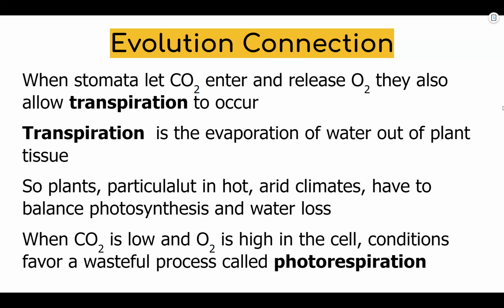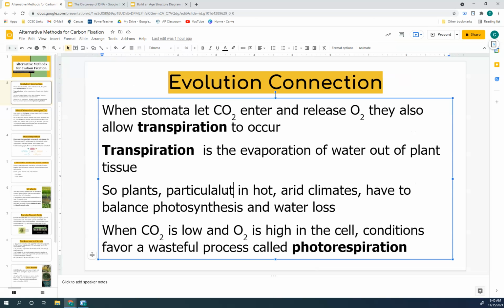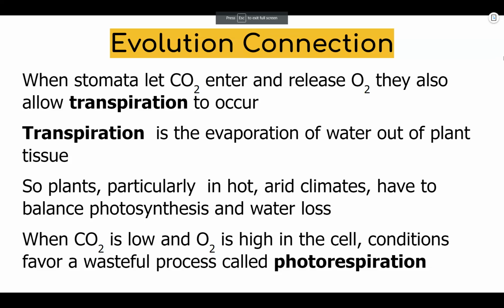So our plants, particularly in hot, dry environments, have to balance photosynthesis and water loss. They have to make sure that the stomata are allowing the good stuff in and the bad stuff out without sucking all of the water out of them, because they need water to do that first step in the light reactions, right? So we have to balance photosynthesis and water loss.